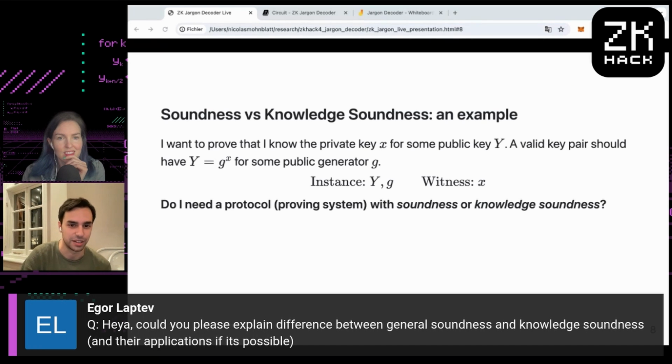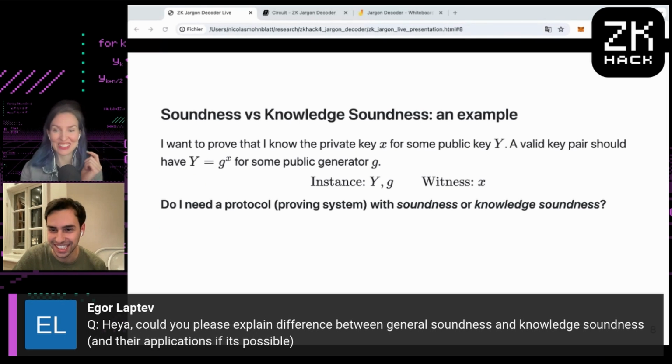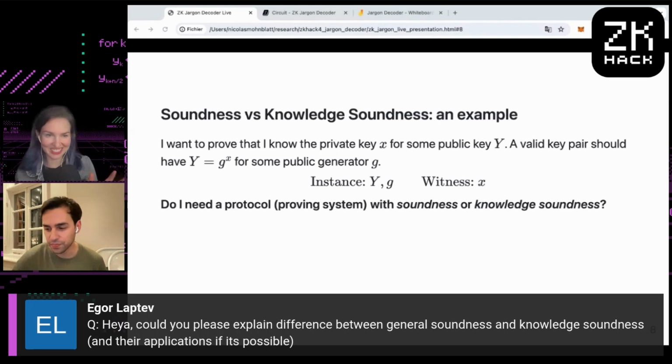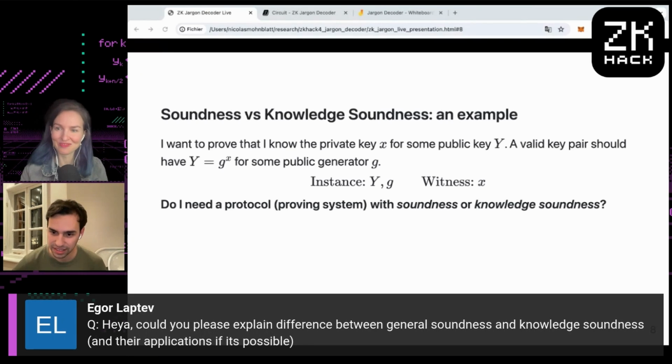And the question is, do I need a protocol with soundness or knowledge soundness? Are you asking me? I'm asking either you or the chat, I guess. Okay, I don't think I can answer it, but let's see. We can leave it in the chat. In this case, do you need a protocol with soundness or knowledge soundness? I'm curious if the crowd can answer this. That'll be interesting. There are some other good examples I see in the chat, actually. Knowledge soundness, first answer.